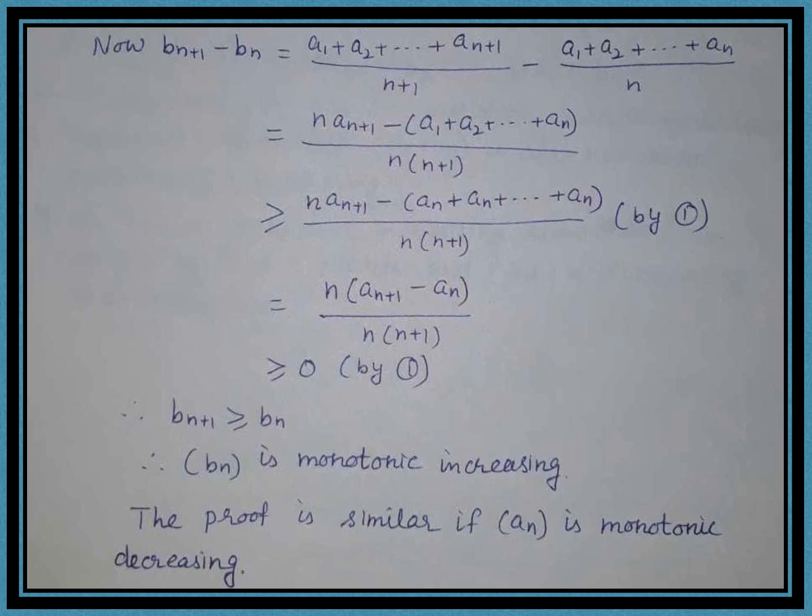So instead of taking an as monotonic increasing, if we take sequence an as monotonic decreasing, we will get sequence bn also as monotonic decreasing.